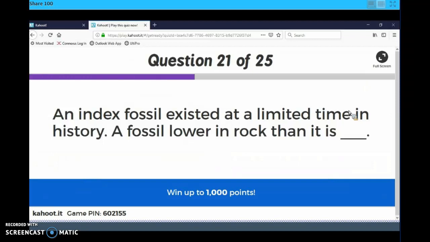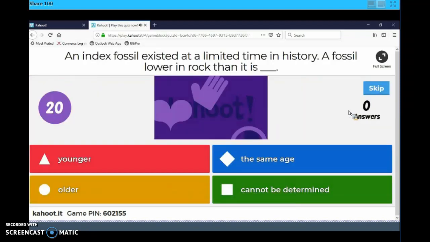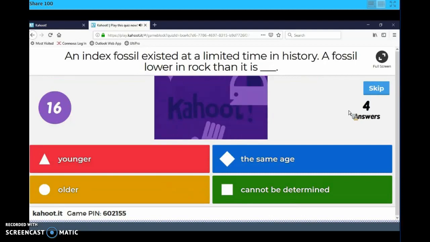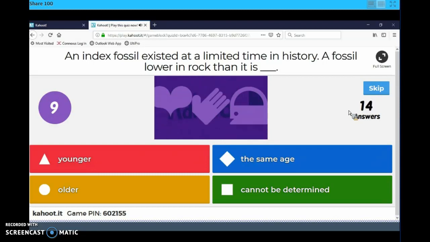An index fossil existed at a limited time in history, a fossil lower in rock than it is what? Older, younger, same age? And it is going to cut me off in a minute, but if it's lower in rock, that means it is older.